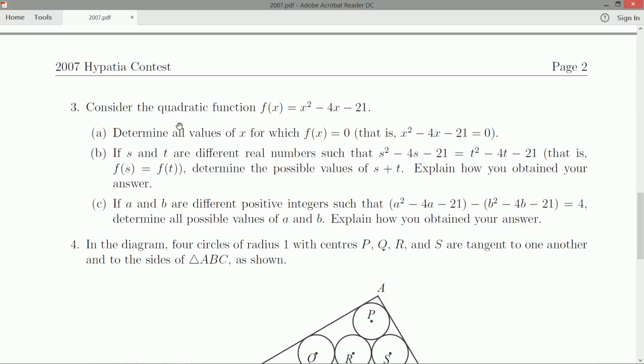Consider the quadratic function f of x equals x squared minus 4x minus 21. Determine all values of x for which f of x equals 0. Okay, so we'll set up the equation, and they've sort of given us a little helping hand here, but we probably didn't need that.